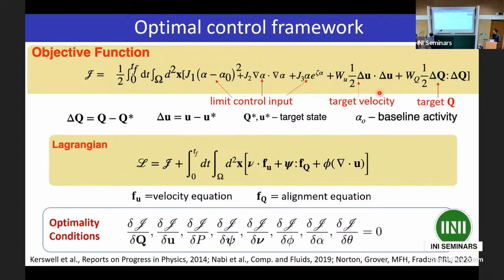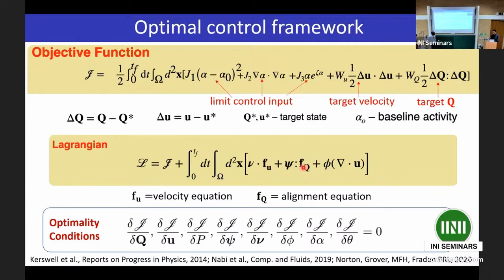So are those your second term? I mean, sorry, the middle thing. Yeah, I didn't explain exactly. What's happening here is you need to enforce the system dynamics. So this F sub U and F sub Q are the actual equations of motion. I guess for your J3 term.